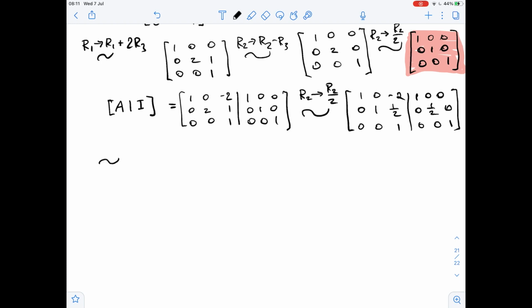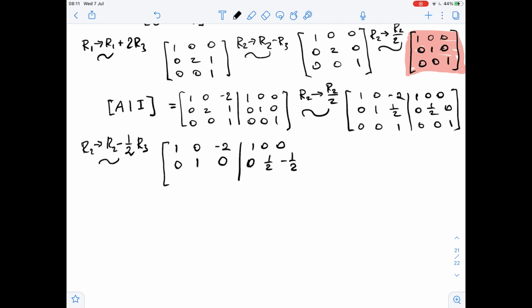Now we multiply the third row by 1 over 2 and subtract it from the second row. So row 2 becomes row 2 minus 1 over 2 times row 3. And we get 1, 0, negative 2, 1, 0, 0. 0, 1, 0. Here we have 0, 1 over 2, and negative 1 over 2. Here the third row is the same, 0, 0.